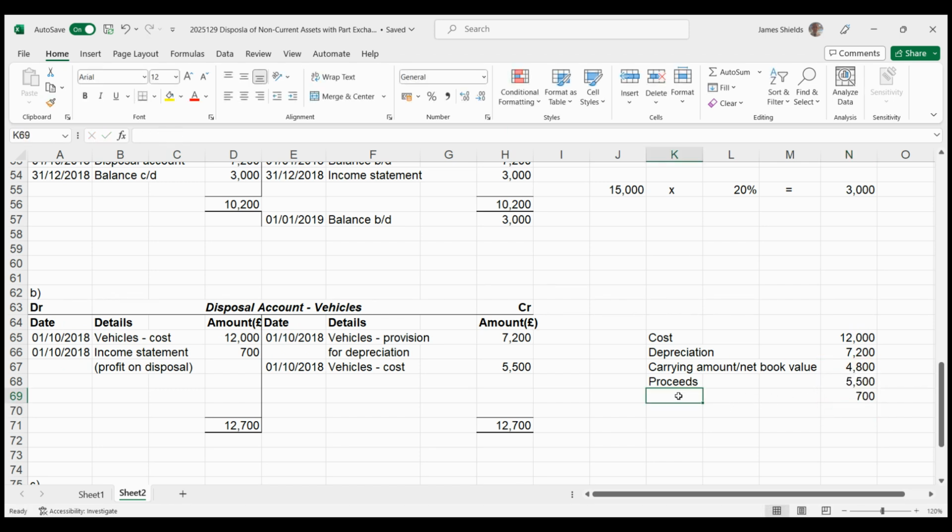So therefore we've got our profit on disposal, which goes in the income statement underneath our gross profit. So I'll put a couple of lines in.